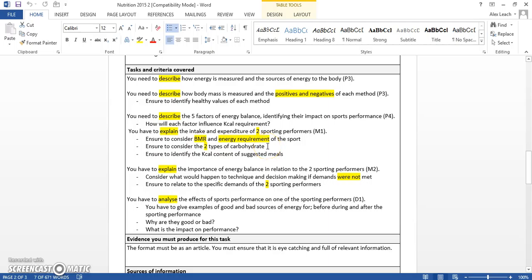Right, once you've included your diets for each athlete and you've gone through the process of showing me where you work out their energy intake and expenditure, you need to tell me why you've selected those. So some of you are telling me about the simple and complex carbohydrates. Make sure you change that and go towards glycemic index instead, to really push towards that merit.